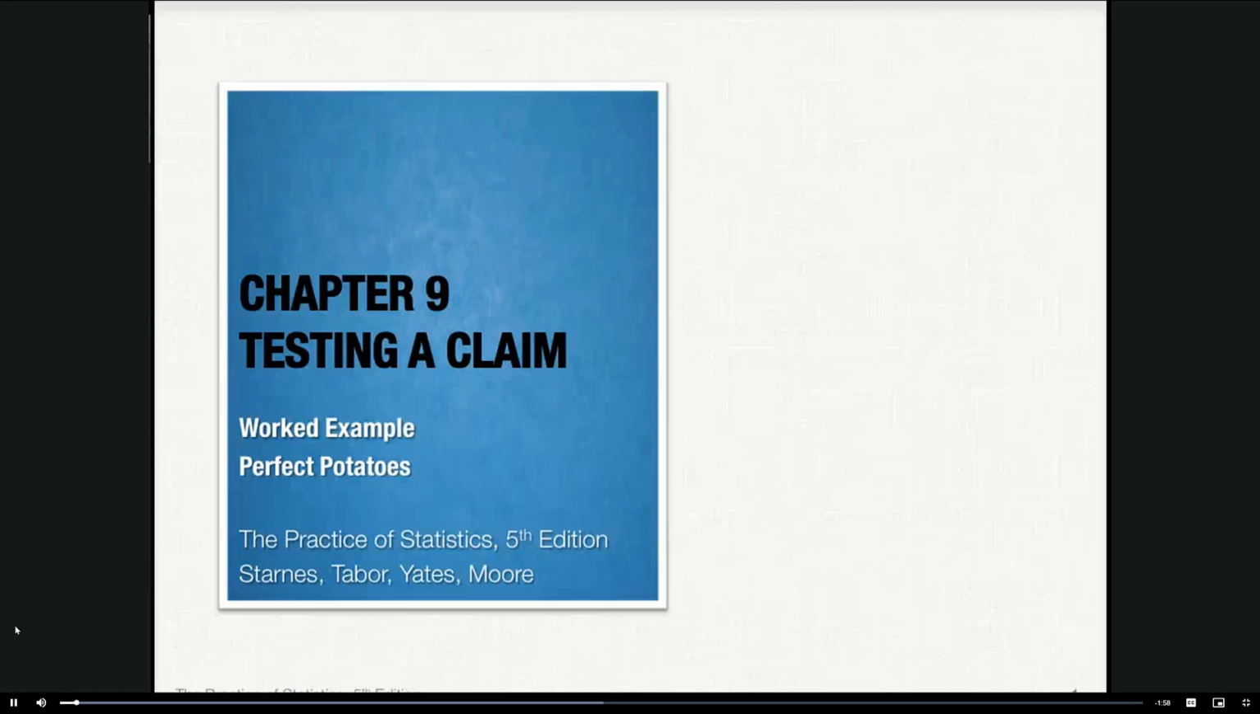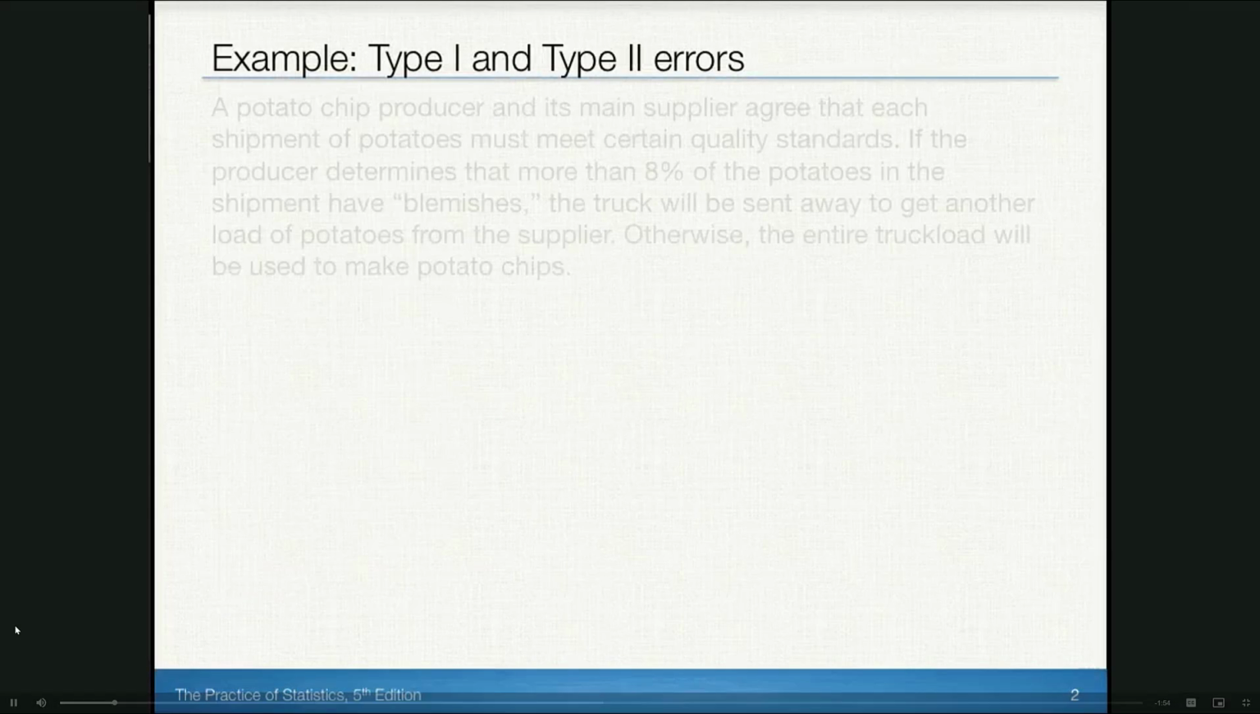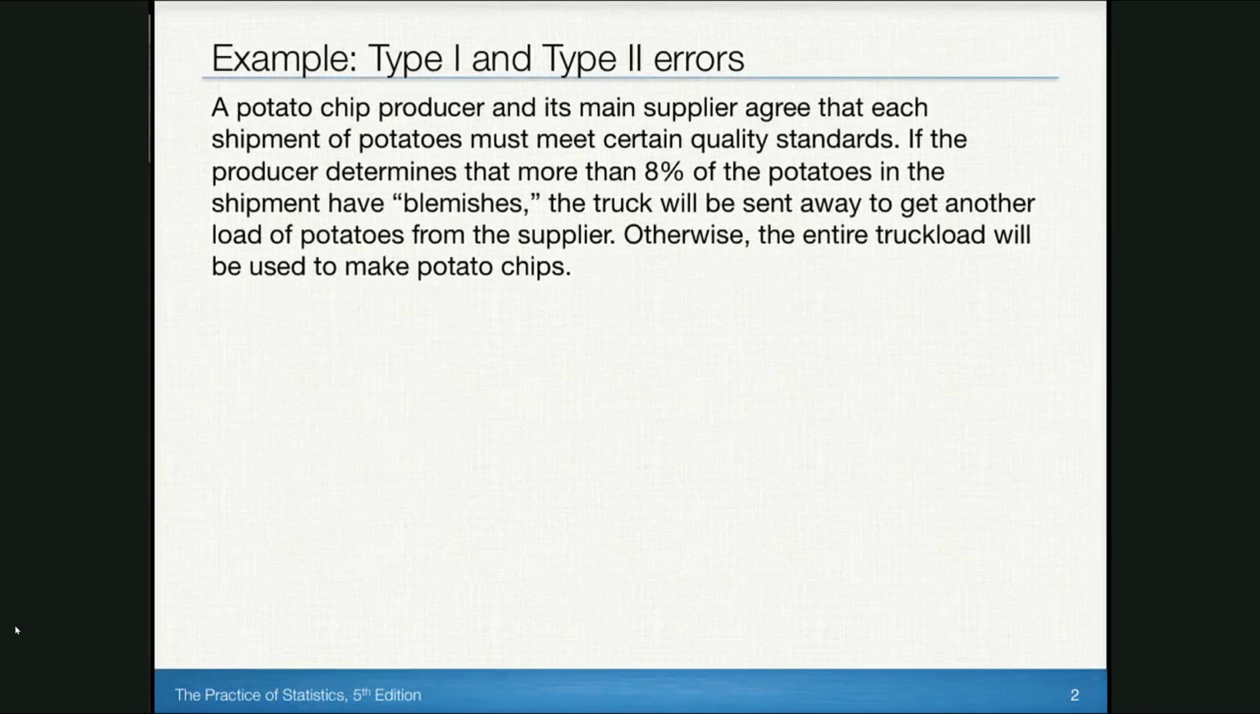Hi, this is Jason Molesky. In this example, we'll take a look at type 1 to type 2 errors. Potato chip producer and its main supplier agree that each shipment of potatoes must meet certain quality standards. If the producer determines that more than 8% of the potatoes in the shipment have blemishes, the truck will be sent away to get another load of potatoes from the supplier. Otherwise, the entire truckload will be used to make potato chips.